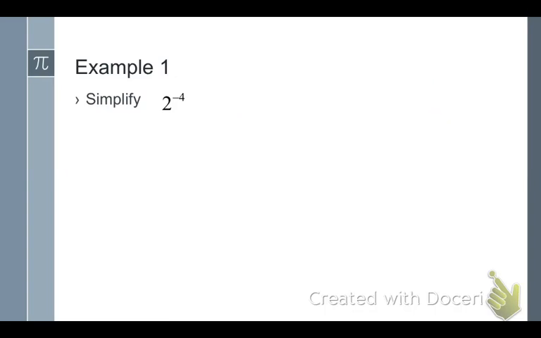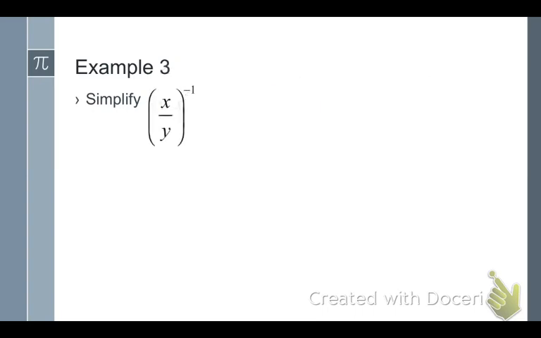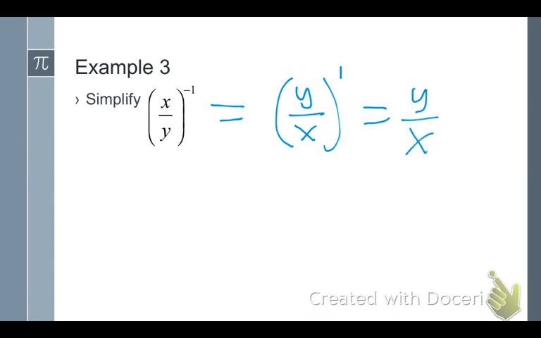Let's move on to our next example. Now, in this example, I have two things multiplied together, and they are each exponential expressions with a base of x. I add the exponents because the base is written twice and they're multiplied. This is one with a fraction to a negative exponent. I flip the fraction and make the exponent positive, and we don't generally write the exponent 1, we leave it as implied, so you get y over x as the simplification there.